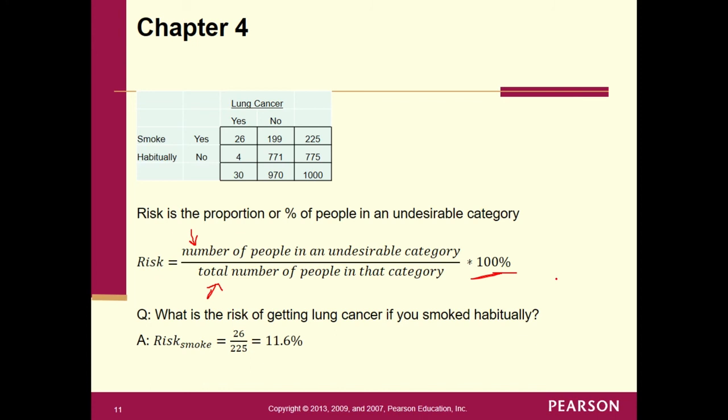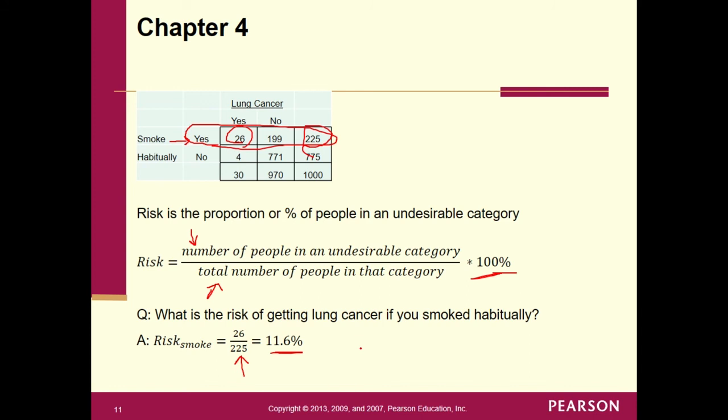So the question is, what is the risk of getting lung cancer if you smoked habitually? So what did we do by saying if you smoked habitually is that we've isolated this group. So basically what we're saying is, out of this group of 225 people, how many developed lung cancer? That would be 25 over 225. And it turns out to be what? 11.6%. So that would be the risk of smoking.